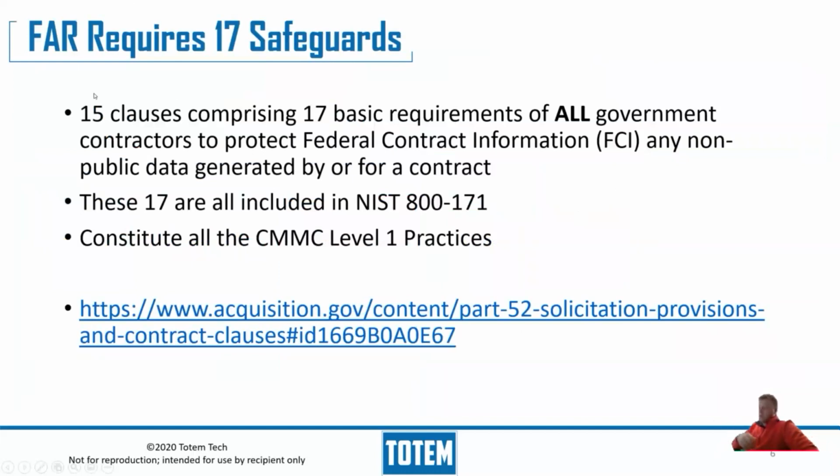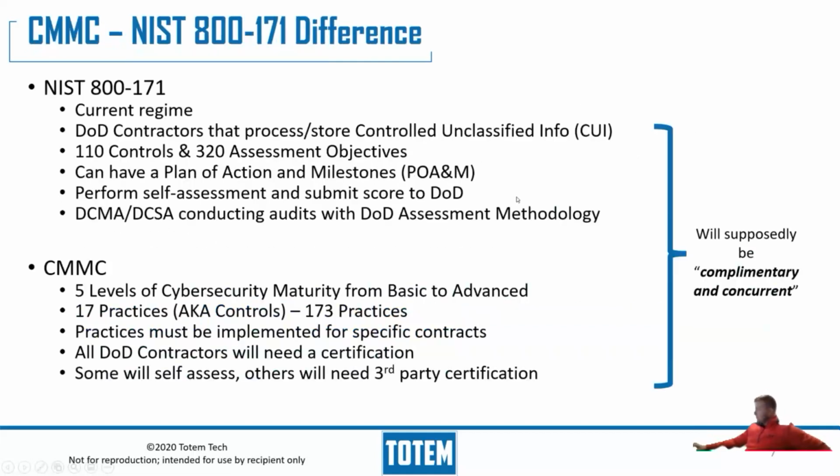Okay, so protecting our federal contract information. This is going into a little bit more detail about the FAR 17. These are the 17 basic safeguards that we put in place to protect that federal contract information. These 17 practices are also included in NIST 800-171, and these are all of the practices that make up a CMMC level 1. Another note on this, all government contractors, whether they possess CUI or not, will have to comply with the FAR 17 to protect that federal contract information.